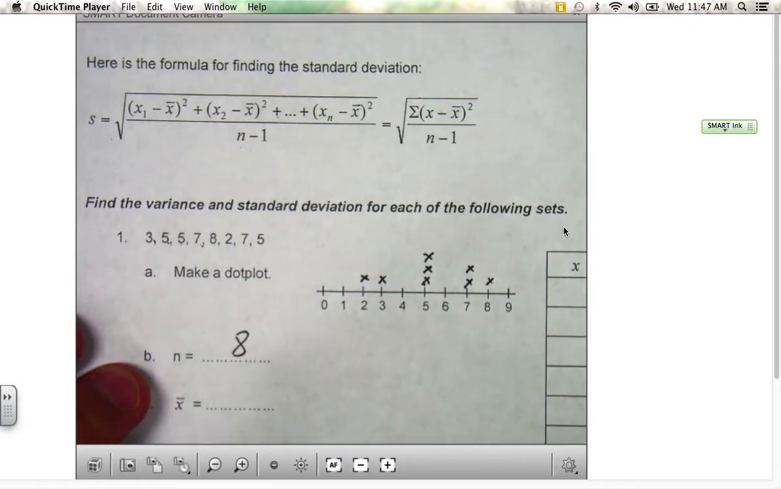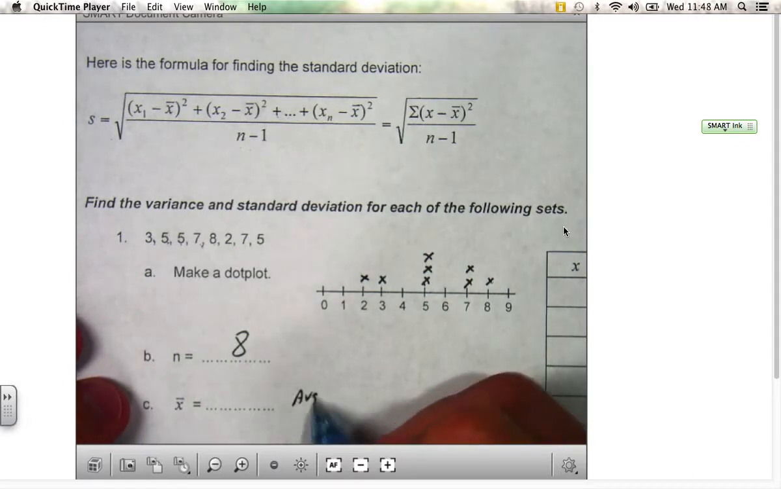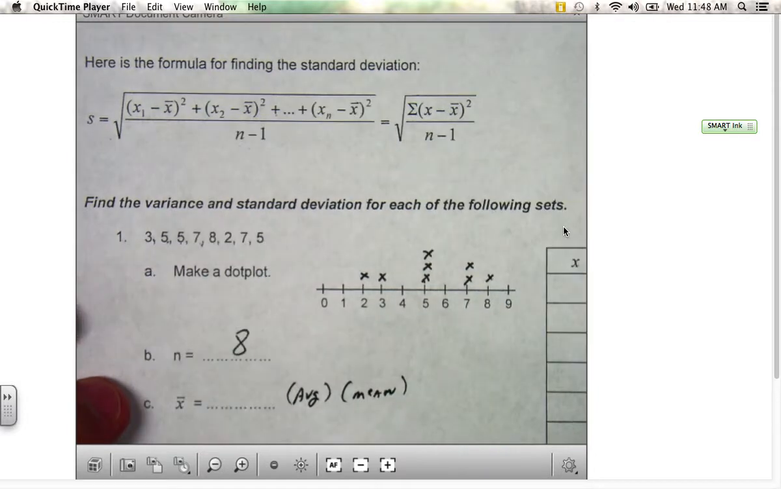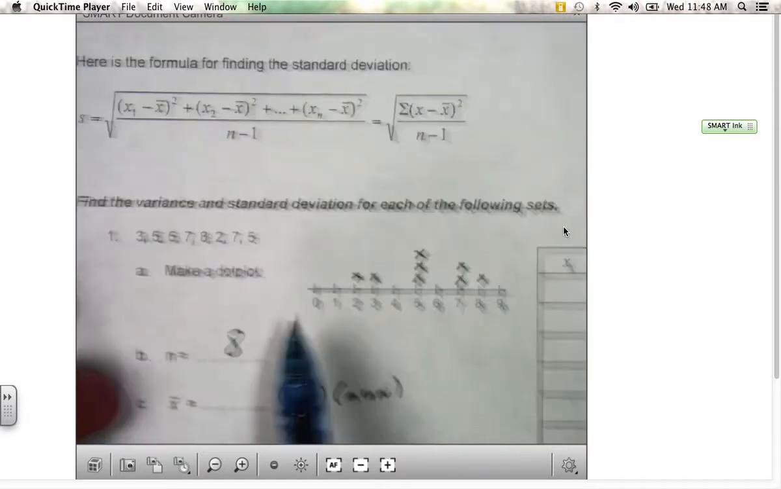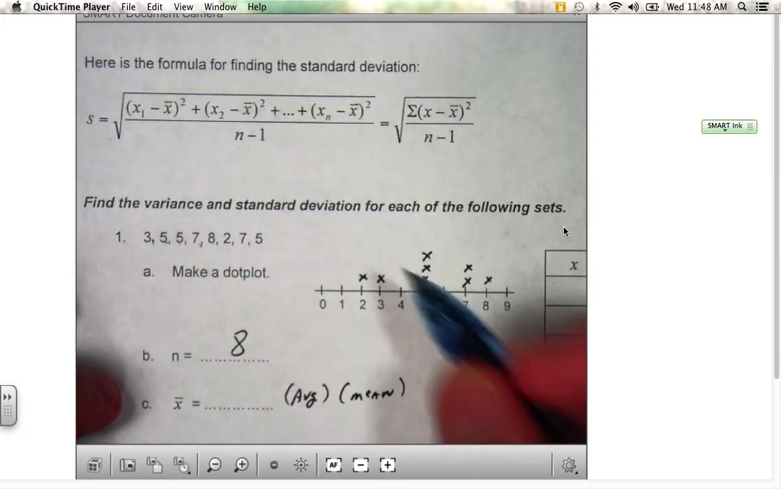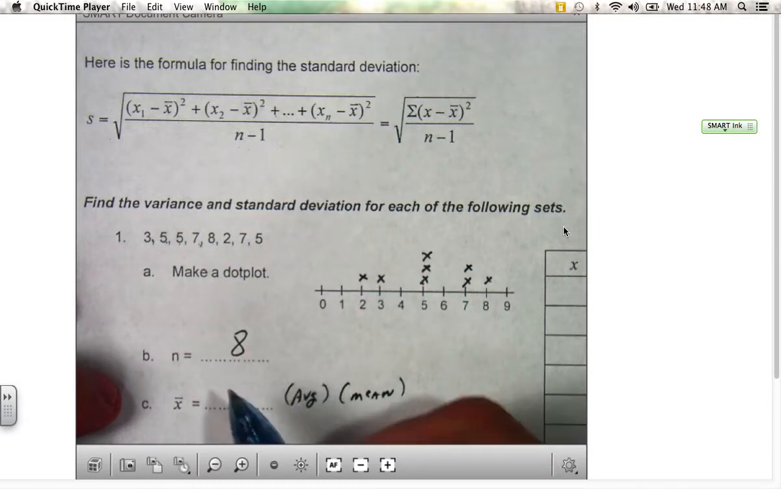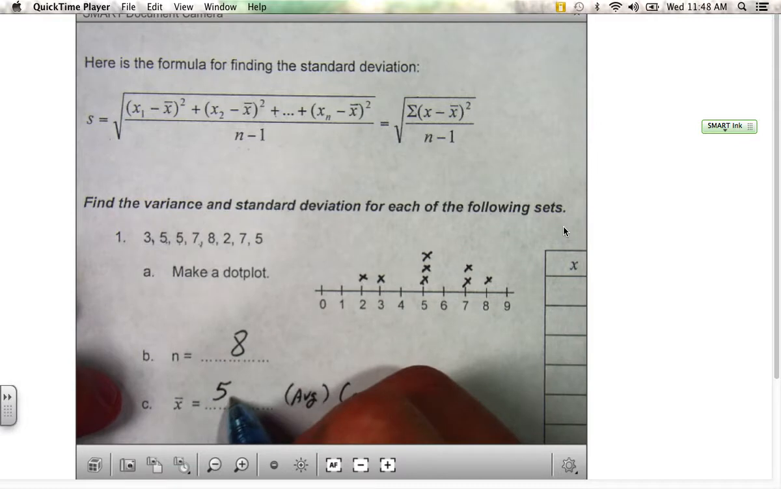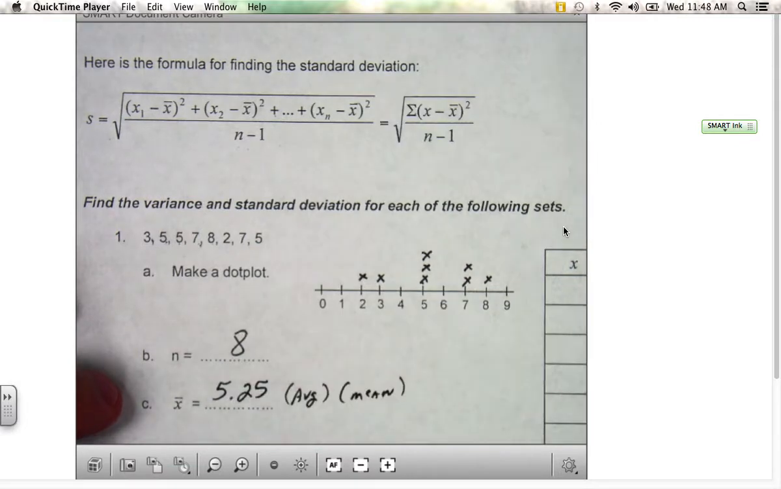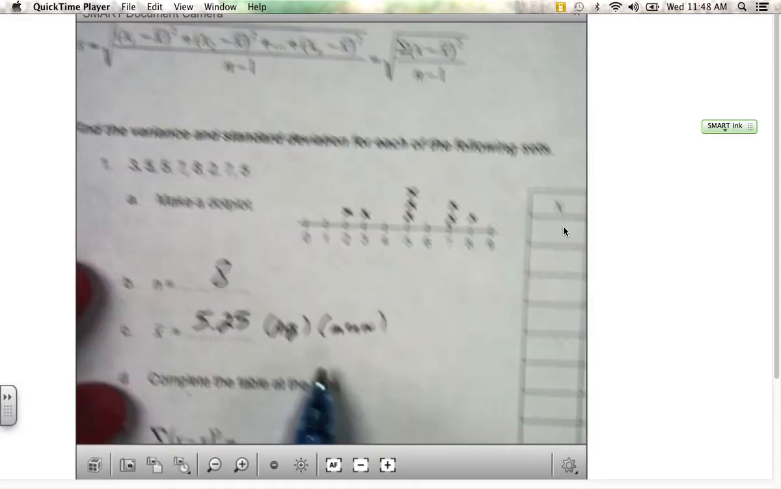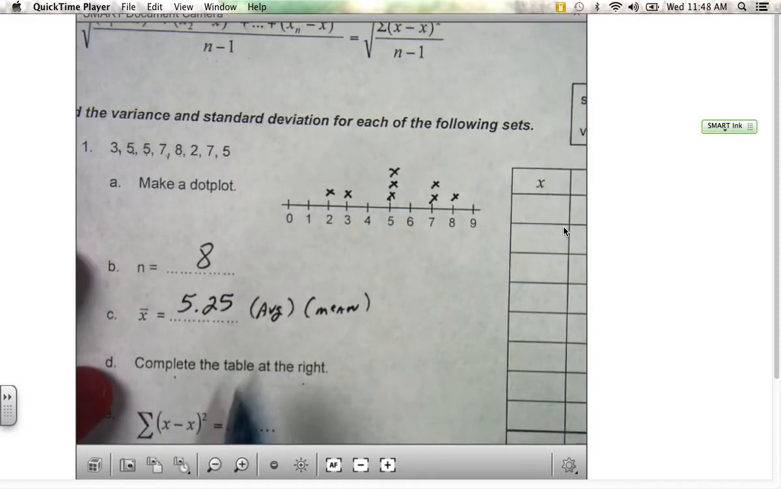Now, X bar, remember, is your average. It's also called the mean, so any of those three terms. To find the average, we add up all these numbers and divide by however many you have. This adds up to 42, and we divide that by 8, and we get an average of 5.25. Once you do that, the next step is to complete the table to the right.